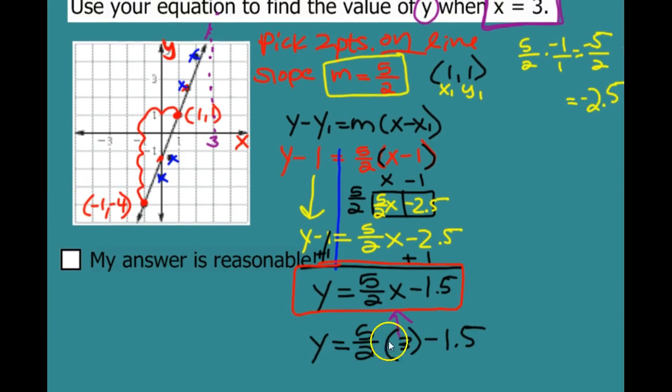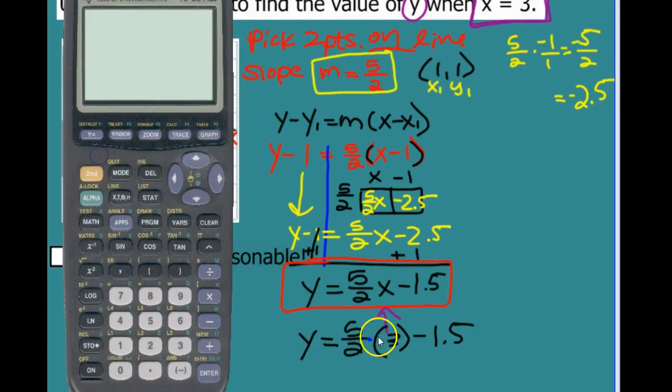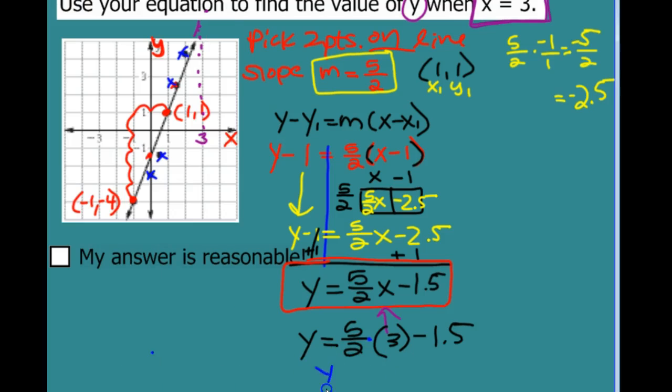So we can simply plug this in our calculator. This is multiplication. So in my calculator, first I'm going to plug in 5 divided by 2 in parentheses, 5 divided by 2, and then times 3. And then I need to subtract 1.5. And I get 6. So y equals 6.